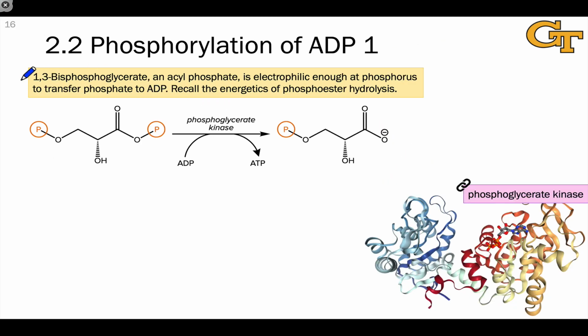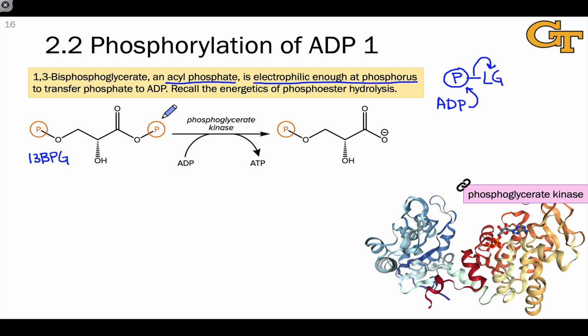The key idea is that 1,3-bisphosphoglycerate is an acyl phosphate, and it's electrophilic enough at phosphorus to transfer phosphate to ADP. In other words, it is exactly what we're looking for in terms of a phosphate group linked to something that's a fairly good leaving group. Good enough that the terminal phosphate of ADP can attack the phosphoryl group in this intermediate and kick off a halfway decent leaving group. And we can see that in the structure of 1,3-bisphosphoglycerate.